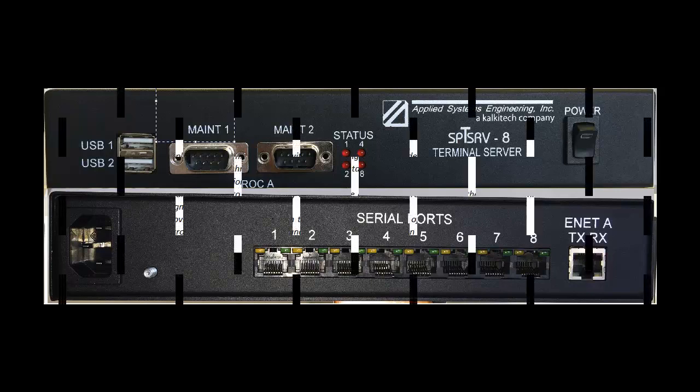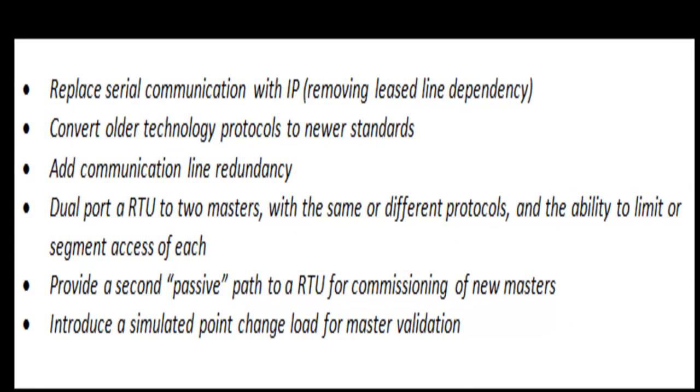Examples include replace serial communication with IP, removing leased line dependency, convert older technology protocols to newer standards, add communication line redundancy, dual port an RTU to two masters with the same or different protocols, and the ability to limit or segment access of each, provide a second passive path to an RTU for commissioning of new masters, introduce a simulated point change load for master validation.